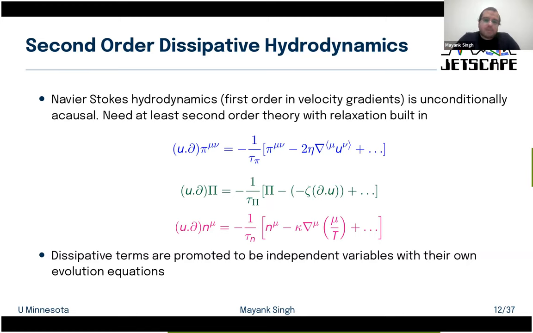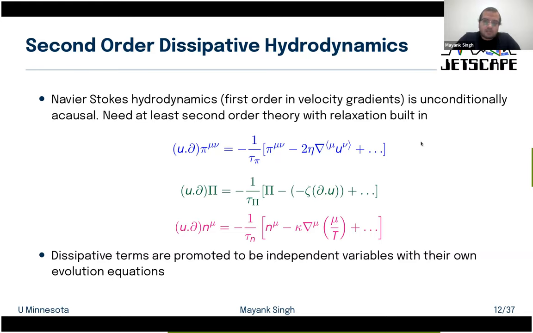So in practice, we need at least a second order theory with relaxation built in. Navier-Stokes is the first order correction to hydrodynamics, a first order correction to the local equilibrium energy densities, and the second order theory is another term of correction to that, and that's what's required at the minimum. With Navier-Stokes hydrodynamics, pi mu nu is equal to this term. But with relaxation time, there is a delay built in, so pi mu nu is essentially going to this term, but with a delay.